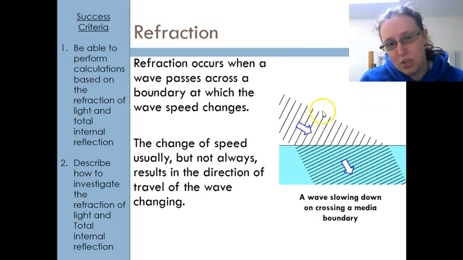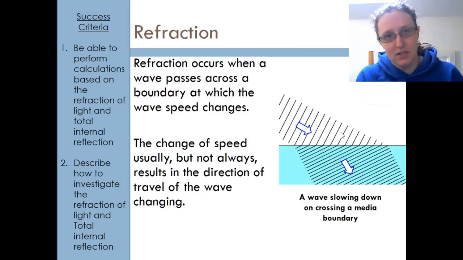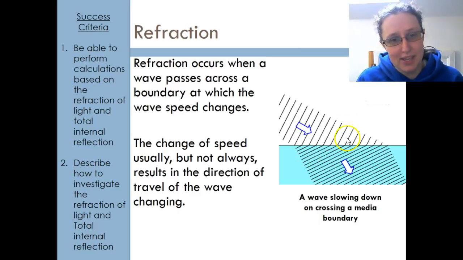And what this causes it to do is one side of the wave starts to slow down before the other side. So it's kind of like if you're driving along in a car and one of the tyres hits sand and the other side is still on the road. The wheels on the road are going to go faster than the wheels on the sand, which is going to cause the car to turn, and that's what you can see happening here.